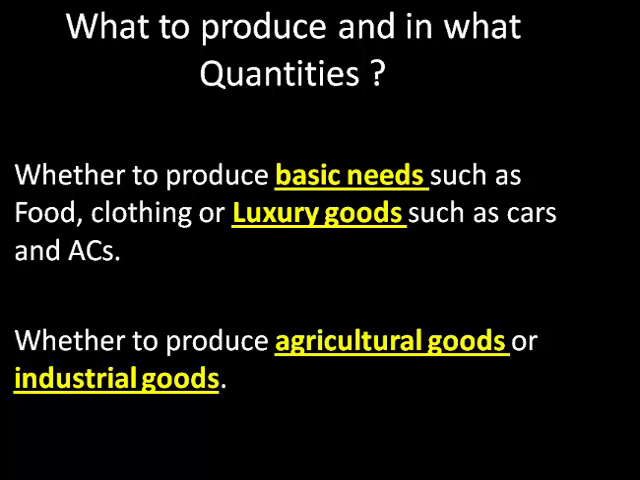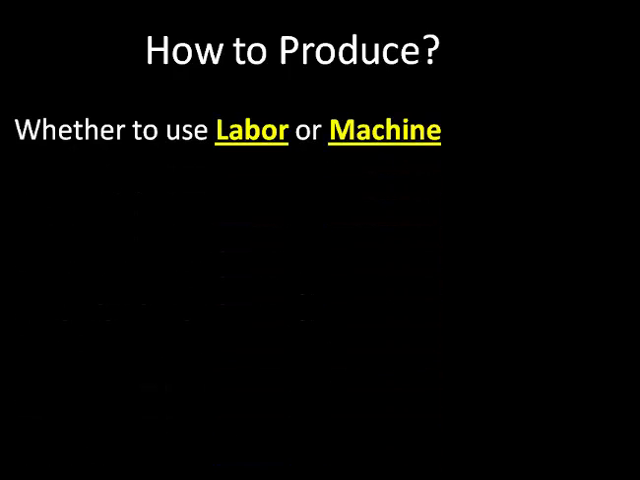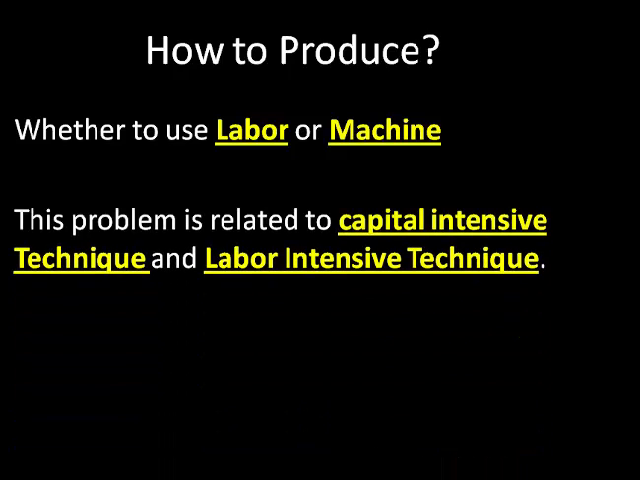Moving to the next slide. How to produce. Every society has to decide how much of which resources to use in the production of goods and services. Labor and capital are resources available in society. Firms want to reduce the cost. On the other hand, government is more concerned about employment and growth. Whether to use more labor or more capital. This problem is related to the capital-intensive technique and labor-intensive technique.